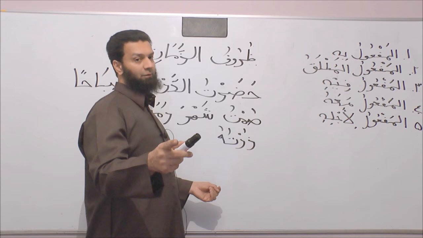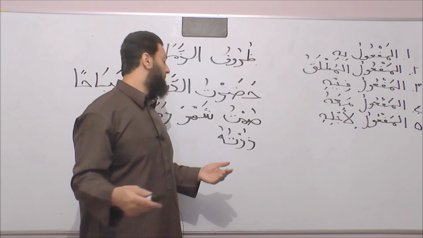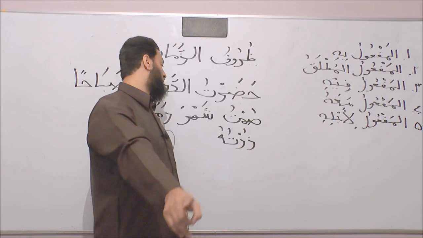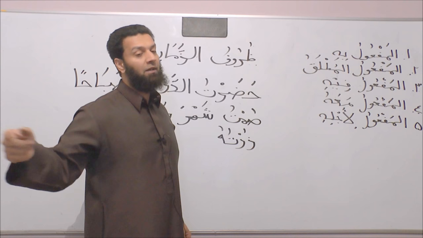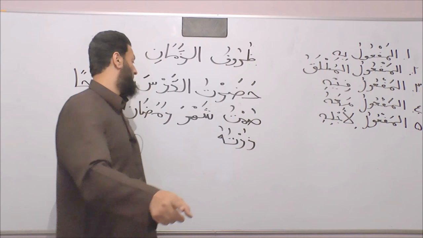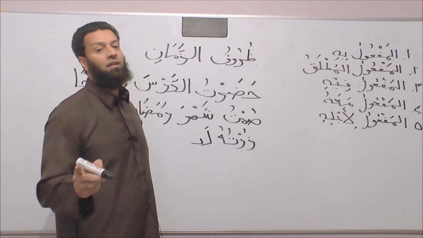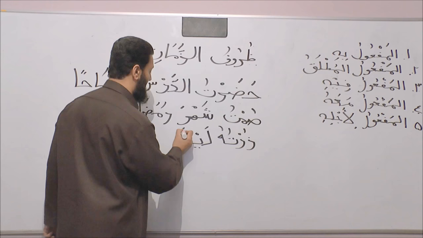So who is the hu? It's connected. Damirun muttasilun mabniyun ala dammi, but fi mahalli nasbin, good. And it is mafulun bihi. Ahsanta ya Muhammad. Zurtuhu during the night. Yes, but we don't want to say athna'a. We just want to use laylan: zurtuhu laylan.